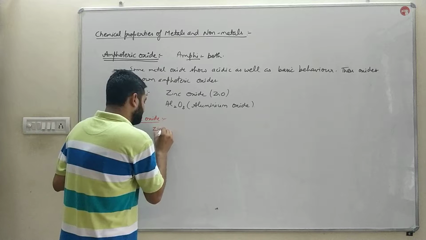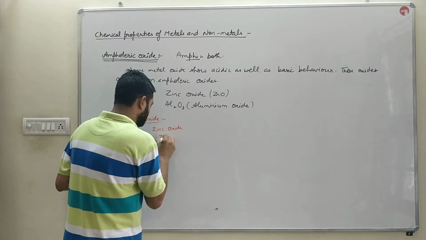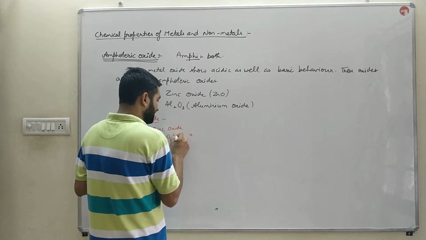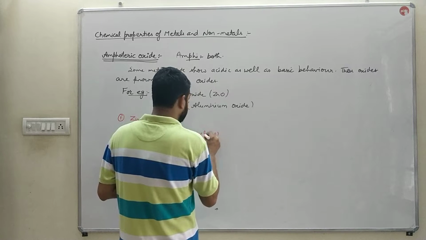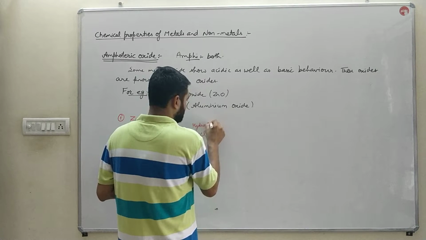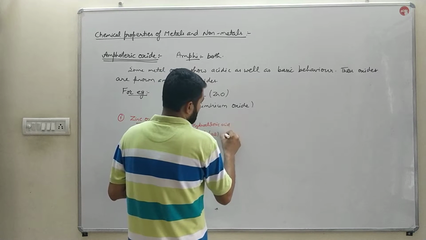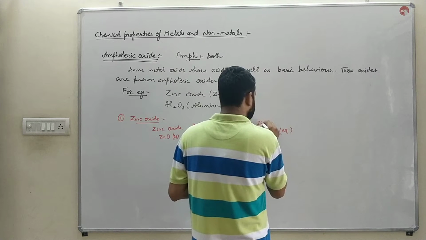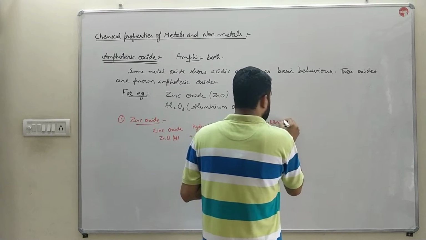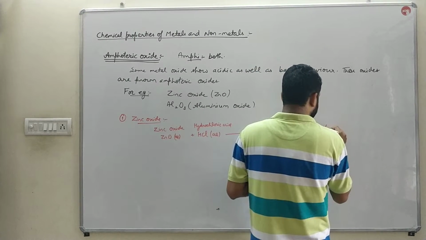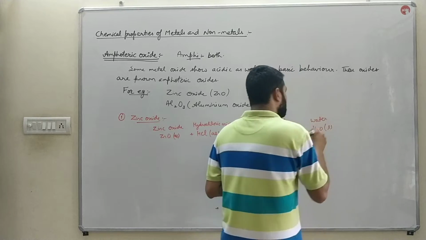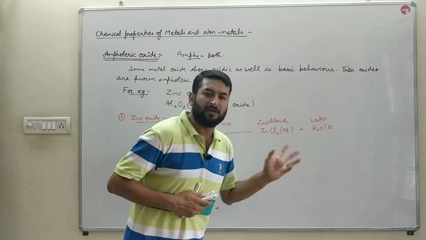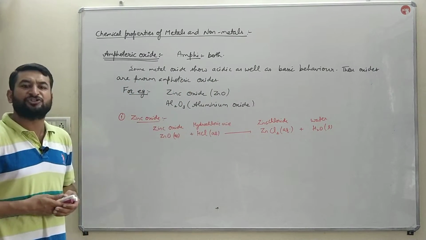When zinc oxide reacts with hydrochloric acid, it will form zinc chloride, it's a salt beta, and produce water. So here there is no confusion. When an acid reacts with a base, it will form salt and water. No problem is there. Metallic oxides are basic in nature.